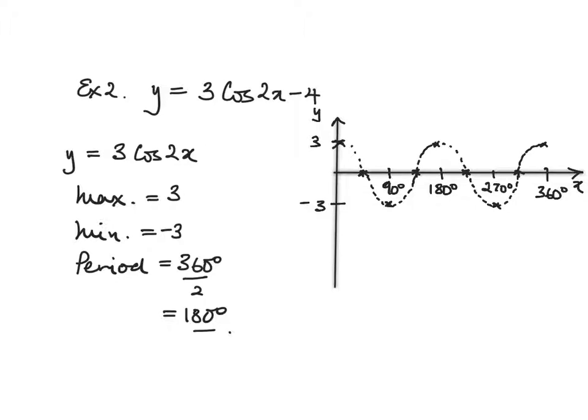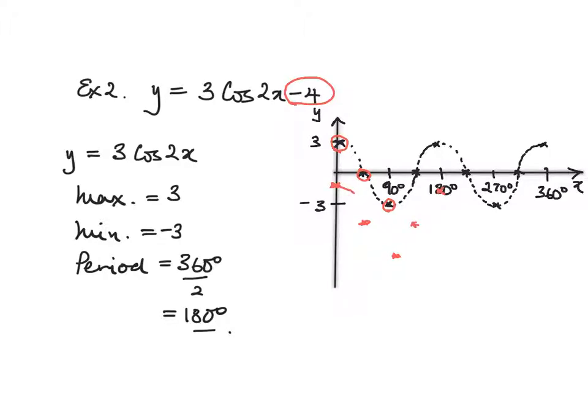Now what I want to do is to move the whole graph down 4 spaces. So what happens then? Well, this point here moves down to minus 1, which is approximately here. 0 moves down to minus 4, somewhere down here. This point moves down to, well, that's minus 3 already, and it moves down to minus 7. And so on and so forth.